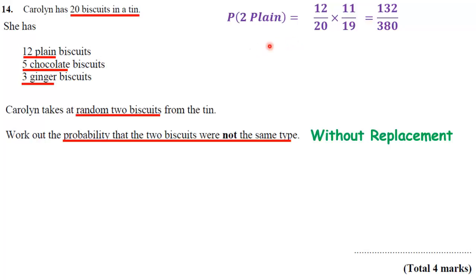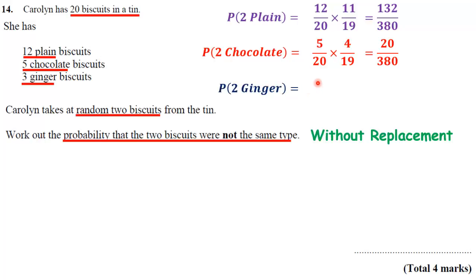I'm going to go through the same process to work out the probability of 2 chocolate biscuits. 5 over 20 times 4 over 19, and I'll get similar answers. 4 times 5 is 20, and 20 times 19, still 380. And then finally, 3 ginger biscuits all together, so the probability of picking the first one is 3 over 20, and the second one is going to be 2 over 19. And 3 times 2 is 6, 20 times 19, 380.